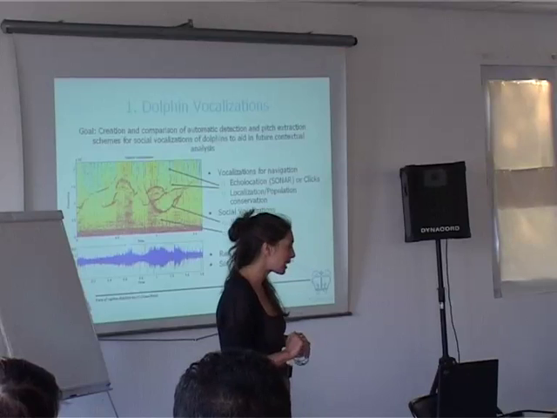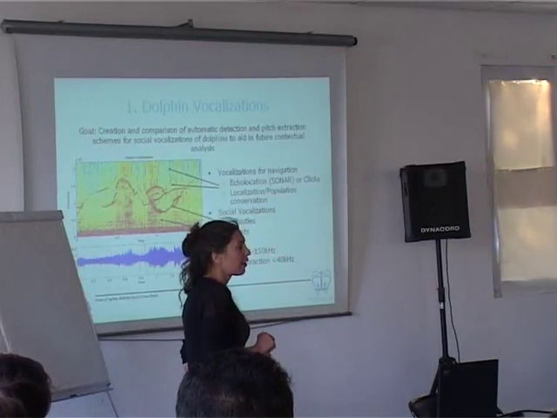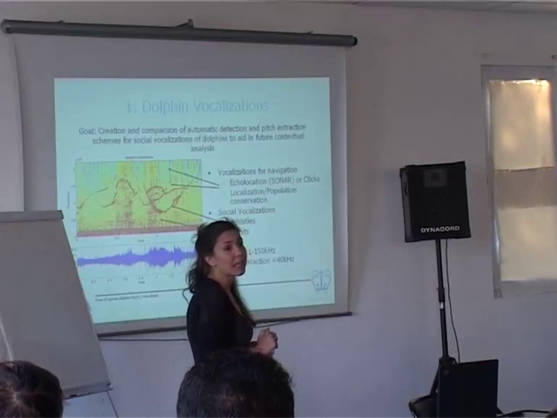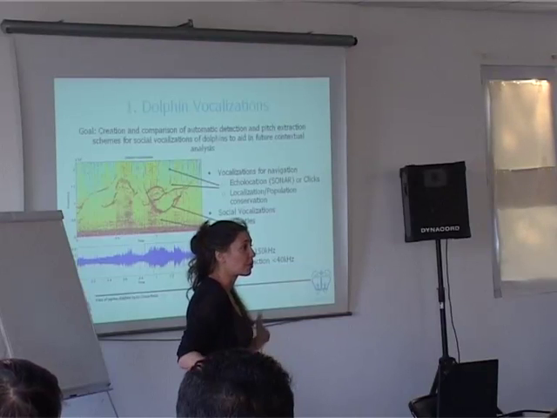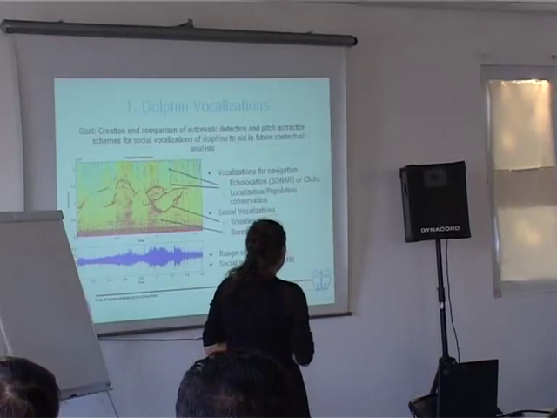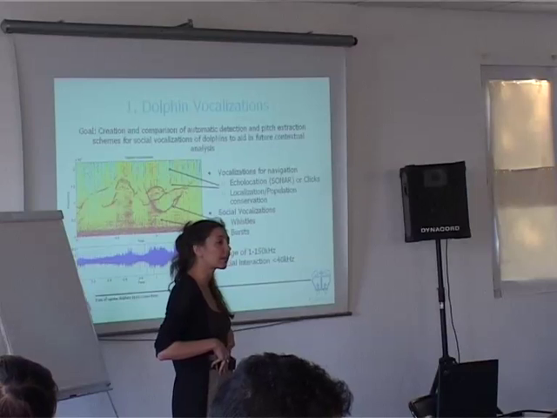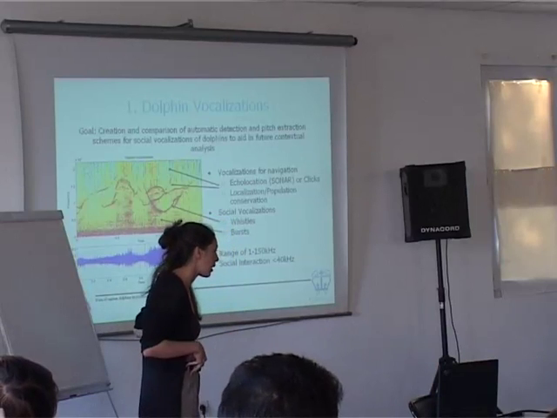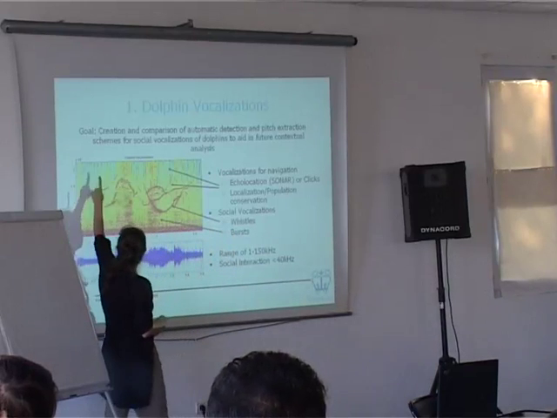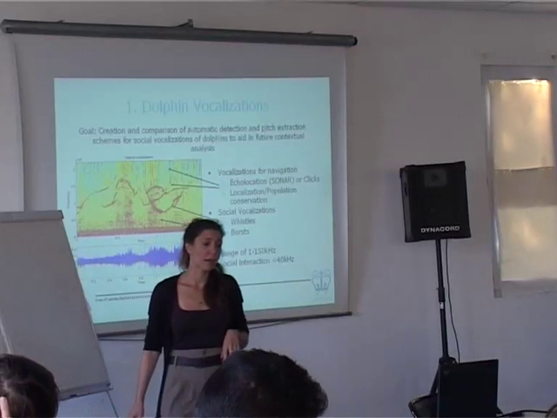Dolphin vocalizations in general can be classified into two broad categories. The first types of vocalizations are ones used for navigation or foraging, which is actually finding food. Those are based on echolocation, which is the sonar, and they're called clicks in the field. Clicks are basically trains of pulses, and they appear as energy throughout the frequency channels in the spectrogram.